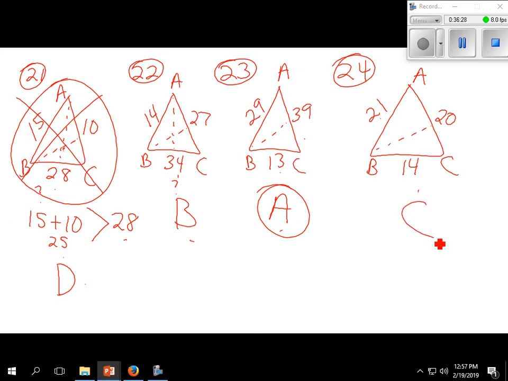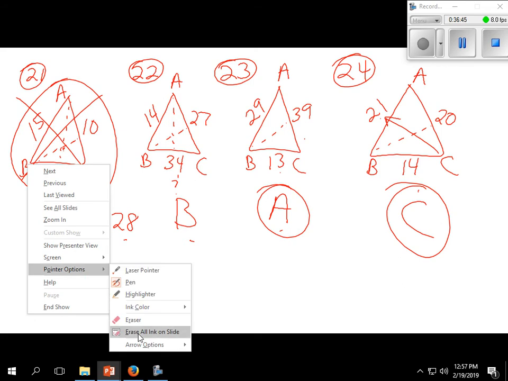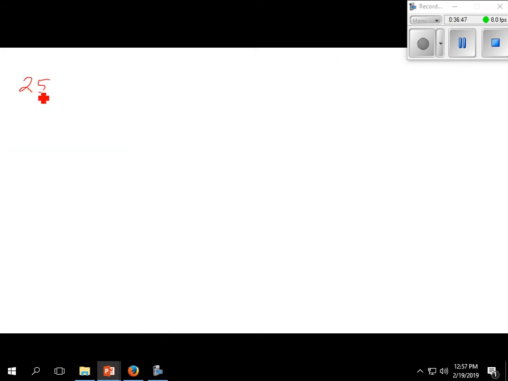I'm guessing C is the largest angle. If we look here, C is across from the longest side, so C would have to be the largest angle. That goes there. $25.